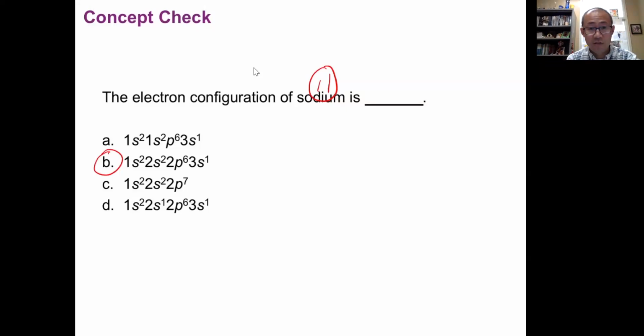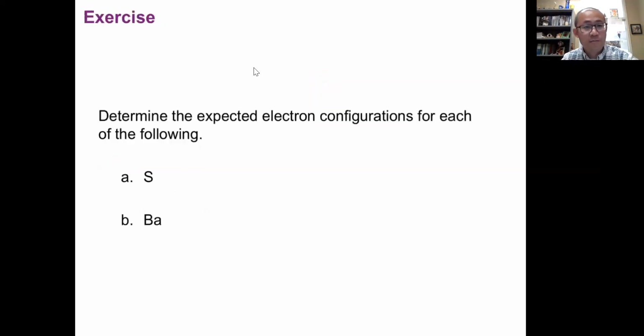Okay, 11 electrons. After 2p6 is 3s. So 1s2, 2s2, 2p6, that makes 10. Then 1 extra goes to 3s. So 3s1. So the answer is B. And here is the practice asking you to draw the electron configuration for each of the following. The first one is sulfur.